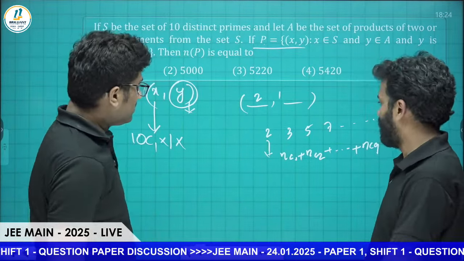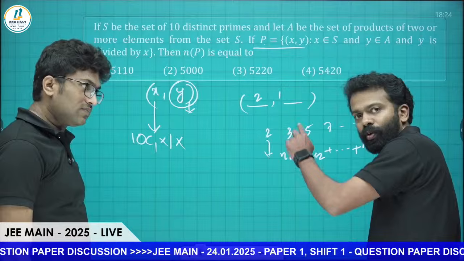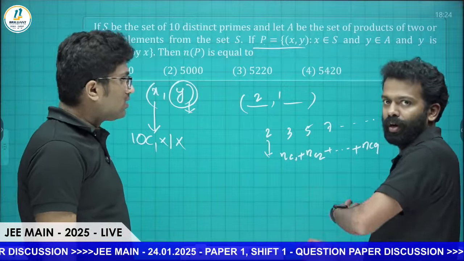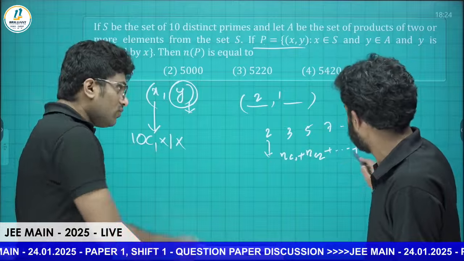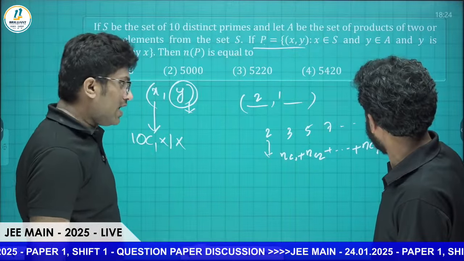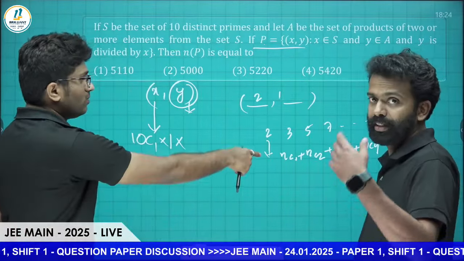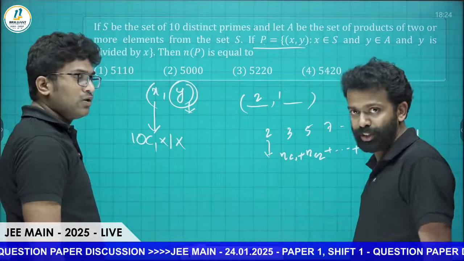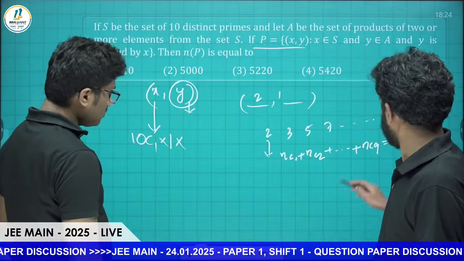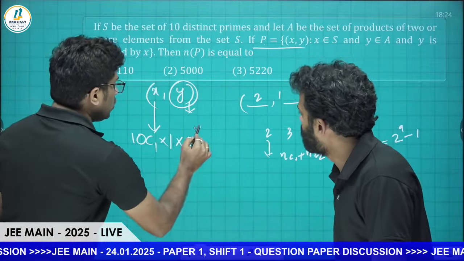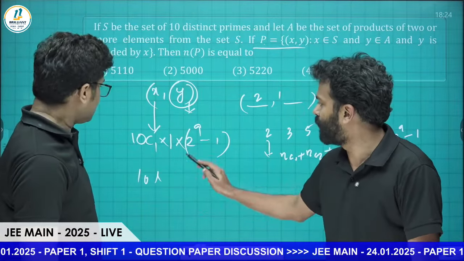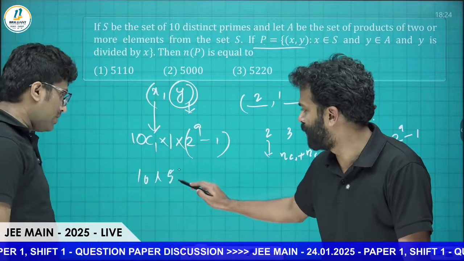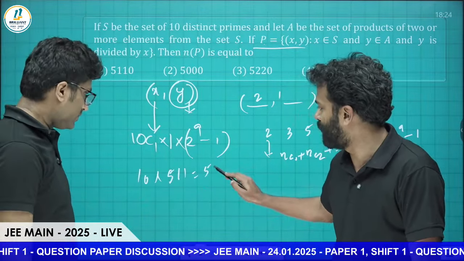Either we can select any 1 or 2 or 3 up to all 9. But there is one way that is excluded, so this will be 2 raised to 9 minus 1. Because we know that the sum of the binomial coefficients NC0 plus etc. is 2 raised to n, that is 2 raised to n minus 1. So this will be 10 into 2 power n minus 1, that is 10 into 512 minus 1, which is 10 into 511. That is 5110.